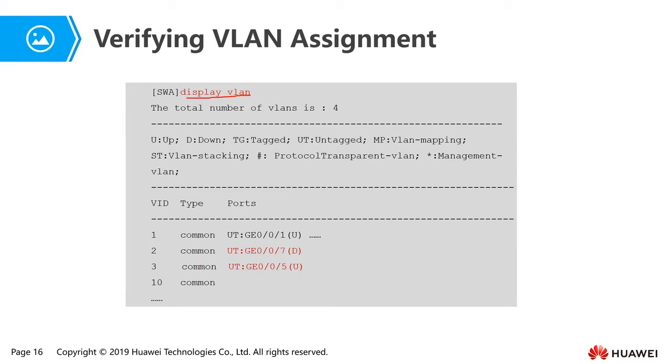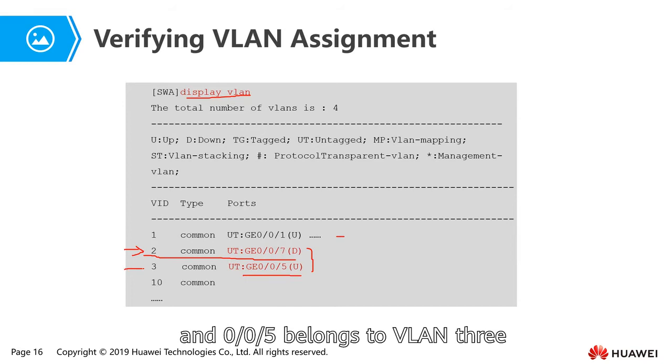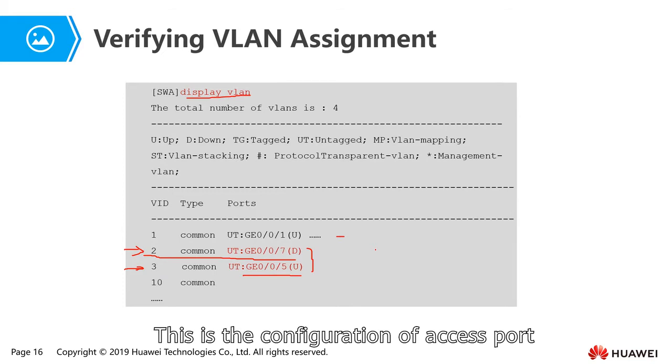By default, all these interfaces belong to VLAN 1, but now after your configuration, interface 007 belongs to VLAN 2 and 005 belongs to VLAN 3. This is the configuration of the access port.